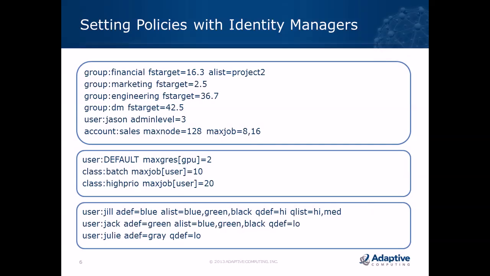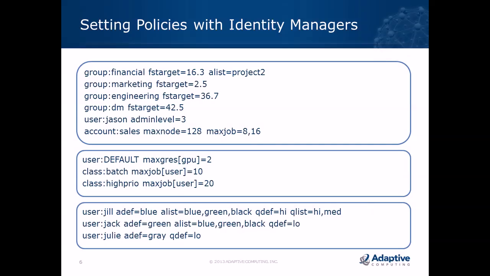You can do multi-dimensional policies like the max job per user. So they have class batch. Max job per user equals 10. So from there, every user that submits to class batch gets up to 10 jobs that can be active at any given time. And then the same for high prio, just set it to 20.